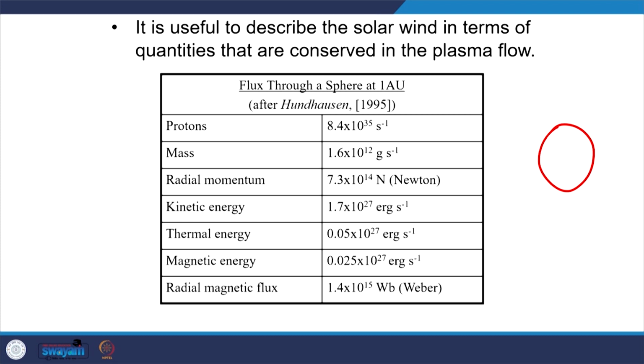So, that is a huge amount of mass that is flowing, that is escaping the sun. The mass is 1.6 times 10 to the power of 12 grams per second. Radial momentum is 7.3 times 10 to the power of 14 Newton. Kinetic energy is 1.7 times 10 to the power of 27 ergs per second. Thermal energy is 0.05 times 10 to the power of 27 ergs per second. The magnetic energy again is very high. The radial magnetic flux is 1.4 times 10 to the power of 15 Weber.